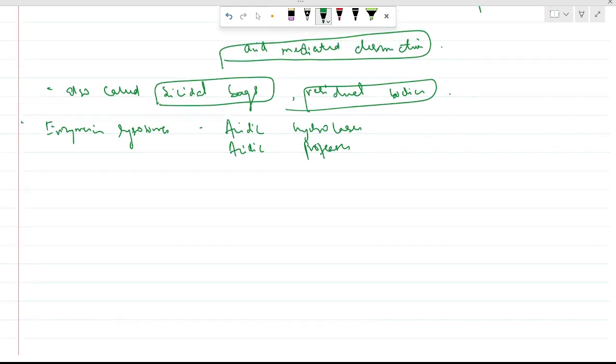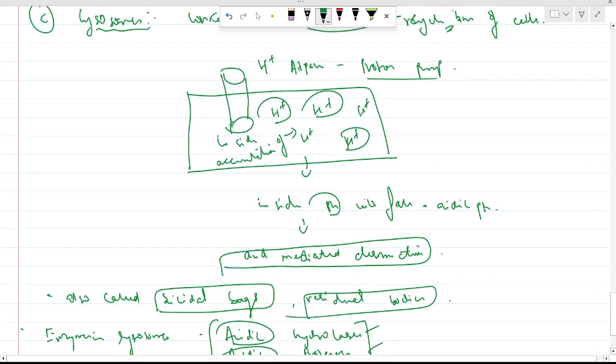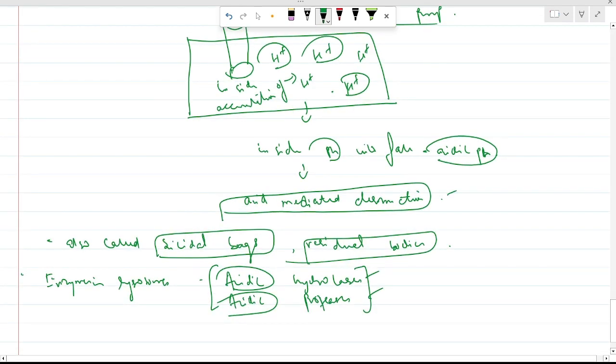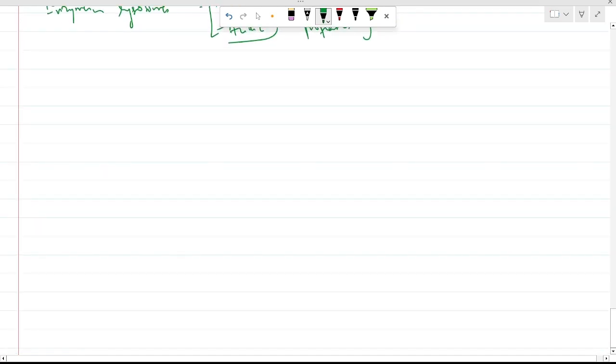So there are a lot of enzymes in the lysosomes, but we are going to discuss these two important examples, acidic hydrolases and acidic proteases. Why this word acidic? Because with the help of this proton pump, H plus accumulates, which converts the inside pH of the lysosome into acidic, called acid mediated destruction. So the enzymes associated with lysosomes are named acidic hydrolases and acidic proteases. Hope you understand this.